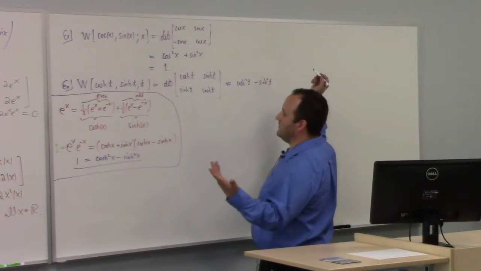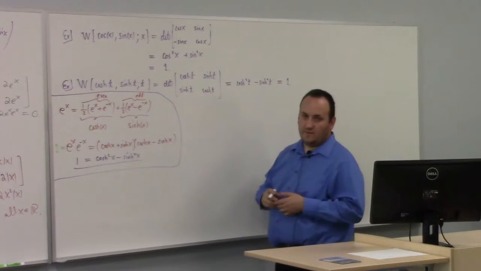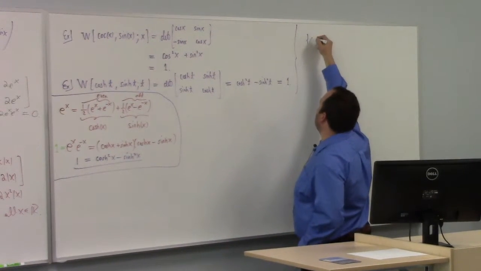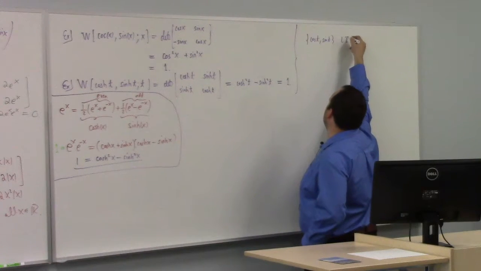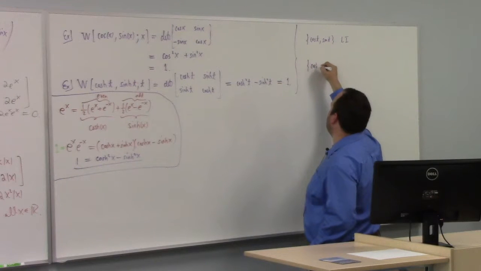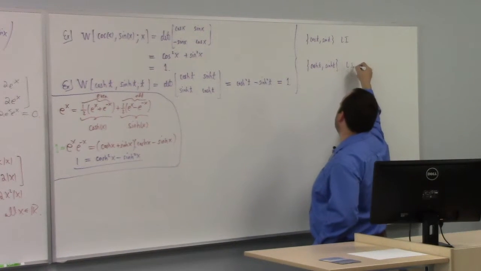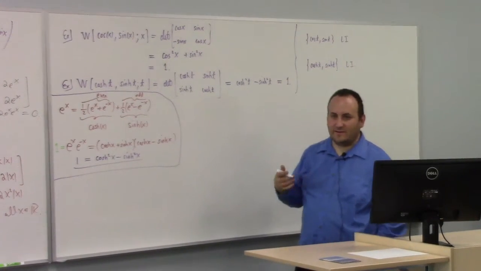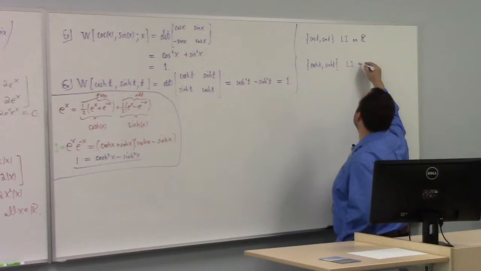What do you know? It's 1, right? So what these two things show you is that on the one hand, cosine t and sine t are linearly independent, but also the second example gives us that cosh t and sinh t are linearly independent. And to be clear, they're linearly independent on the reals, right?